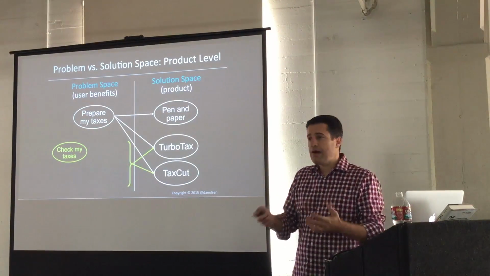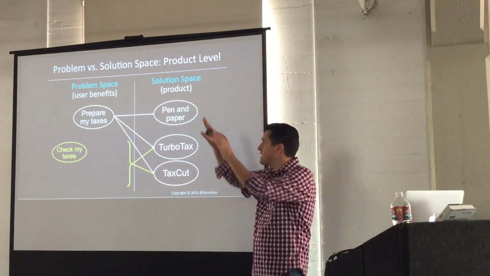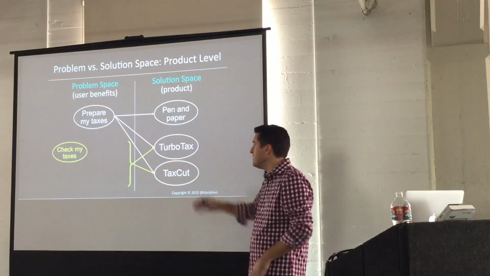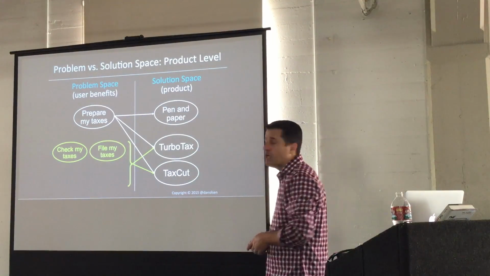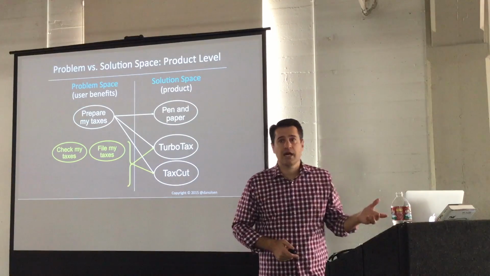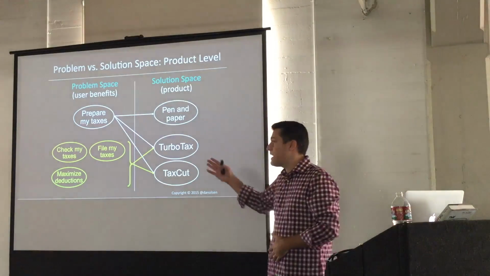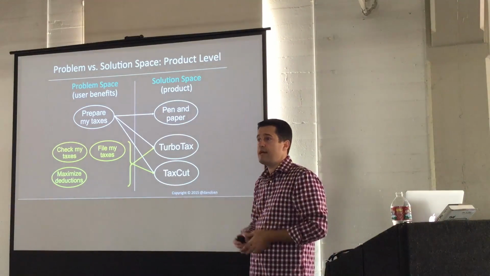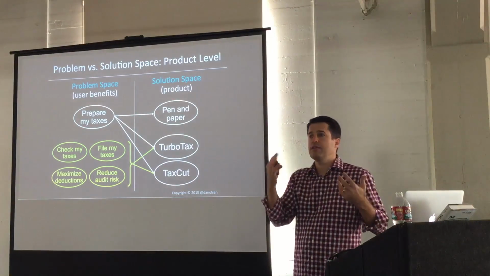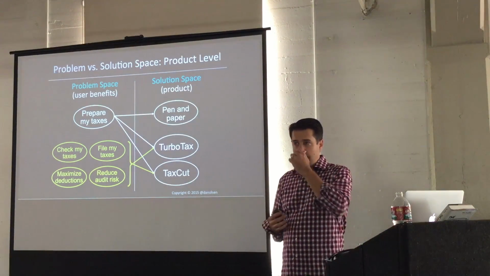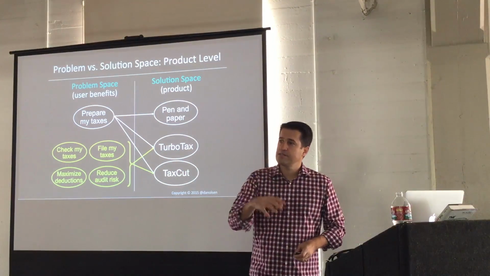Now, once you have a software product, you can do more things than pen and paper, right? And we can peel the onion and not just stay at the high abstract level of prepare my taxes. It can check your taxes, right? It can do math very well. It can help you file your taxes instead of going to the post office and having to stand in line and mail them. You can just push a button and file it online. It can help you maximize your deductions by taking you through a wizard and asking you a bunch of questions. It can help you reduce your audit risk by flagging things on your return that might be questionable, right? So there are a lot of different detailed needs. Again, it's like peeling an onion. We can list a lot of these different things.